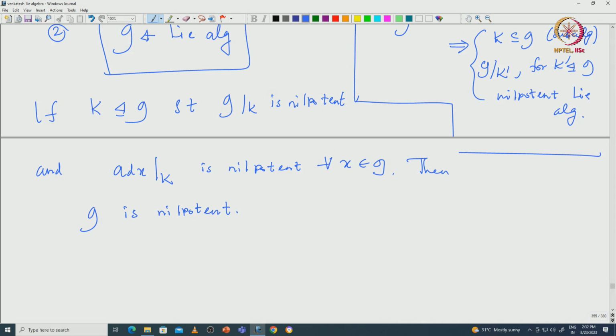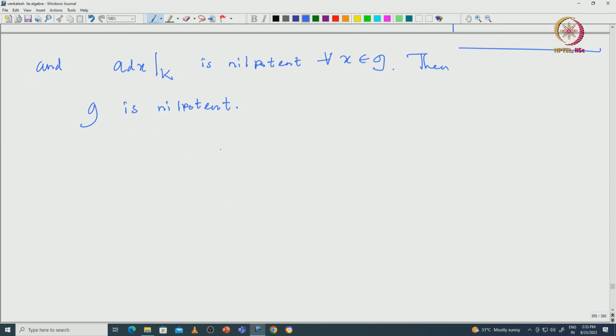So, obviously, the converse is true. If you start with a nilpotent Lie algebra, then any ideal K will be nilpotent. In particular, G mod K is also nilpotent. In particular, if you look at ad x restricted to K, that will be just ad x defined on K, so that will be nilpotent. So, this in a way gives us a characterization for nilpotent Lie algebras.